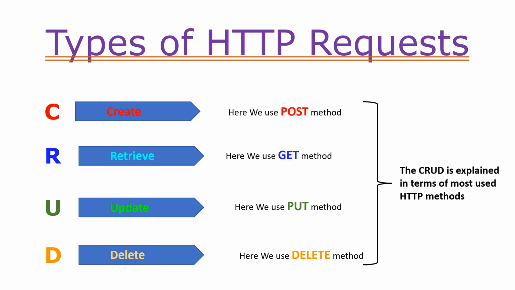If we see here, we are all familiar with the CRUD or create, retrieve, update and delete processes. Here we can see that each HTTP request corresponds to a particular member of the CRUD. For creation we use POST, for retrieval we use GET, for updation we use PUT, and for deletion, of course, we use the DELETE method.